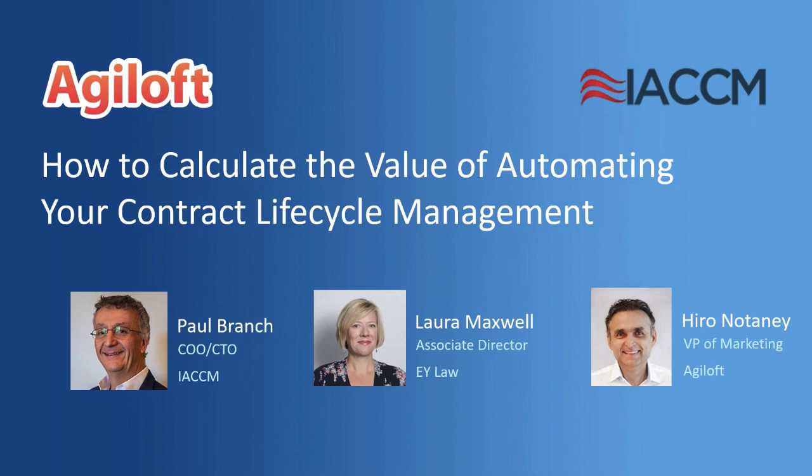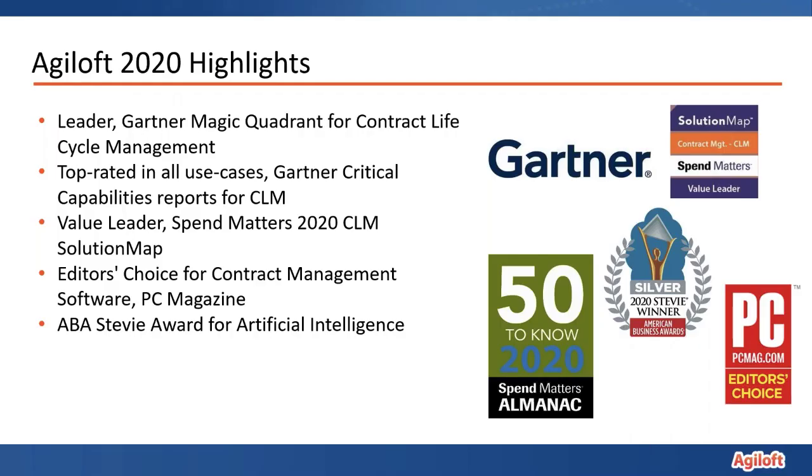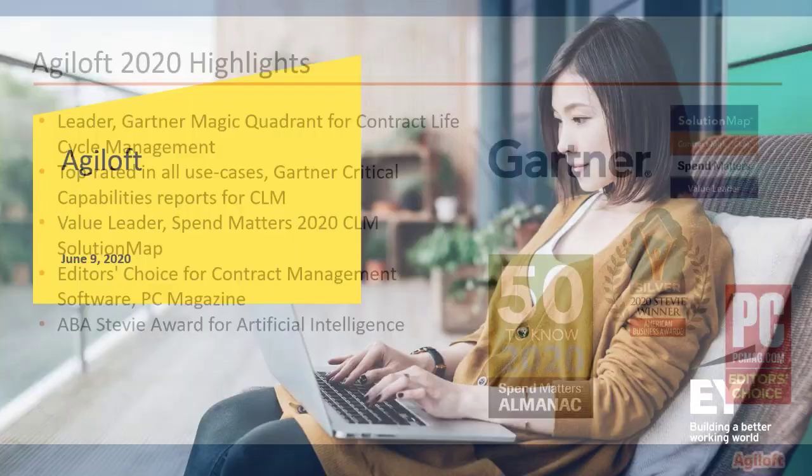Before we get there though, Hiro, Agiloft has been on something of a tear recently, winning some industry accolades. So what's happening in your neck of the woods? Thanks, Paul. Yes, it's been quite a ride this year. Gartner recognized us as a leader in the first Magic Quadrant for CLM. And then a few weeks later, Gartner's Critical Capabilities report came out, and we were the top-rated CLM vendor in all 4 use cases: procurement, sales, legal, and enterprise. Spend Matters has also rated us as the value leader for CLM in its 2020 Q1 report. Plus, we found out a couple of weeks ago that our engineering team won a Stevie for its AI engine. Of course, none of this would be possible without customers like Laura. So thank you for the segue.